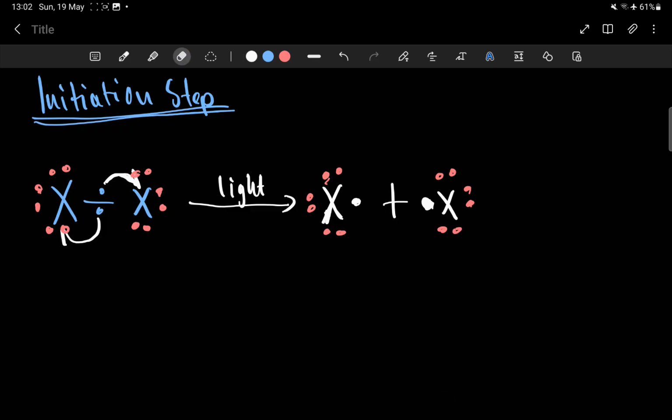The radicals are those unpaired electrons that are in the last shell. So we call them valence electrons that are unpaired. And that electron being there makes this guy so unstable because he can't stay alone. The electron can't stay alone. So let's remove the lone pairs and let's deal with radicals for now.